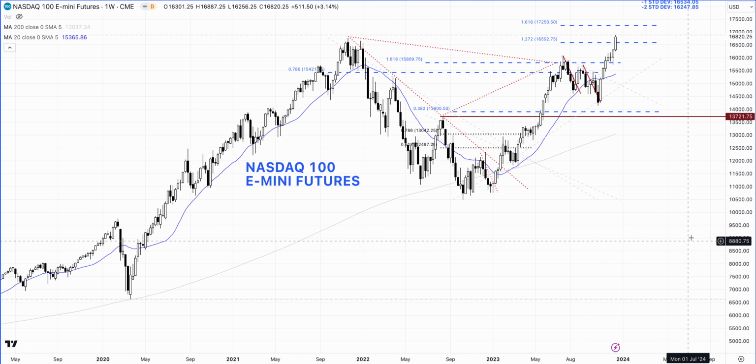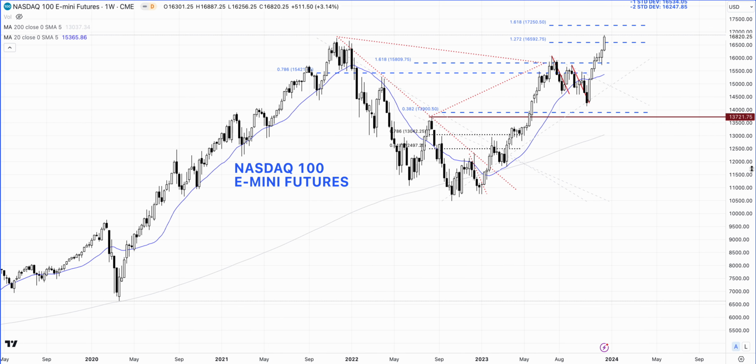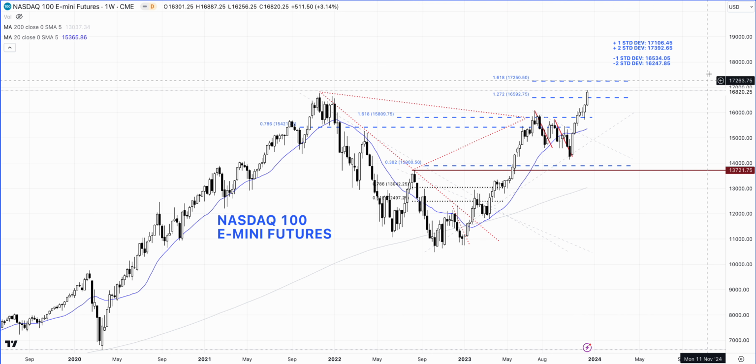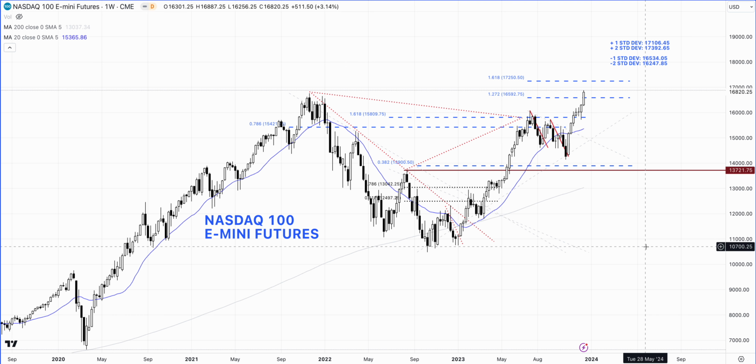Let's take a look at this index on the longer term weekly chart. As we discussed on the daily chart, 17,250 is on the upside, and the range we have is +1 standard deviation at 17,106 and +2 standard deviation at 17,392. And on the downside, the market could pull back a little bit, and if it does, the range we are looking at is -1 standard deviation at 16,534, and -2 standard deviation at 16,247.